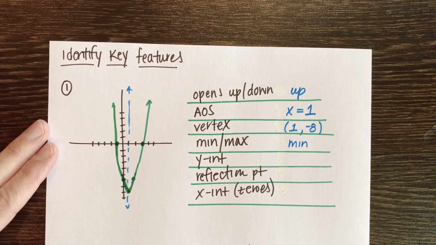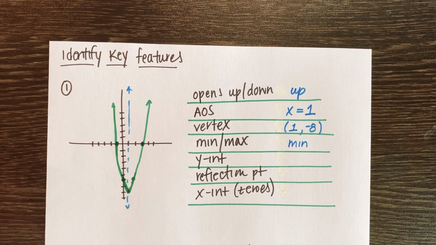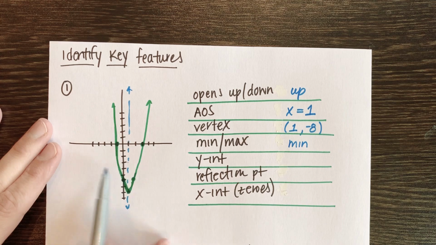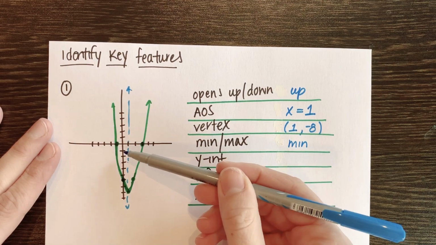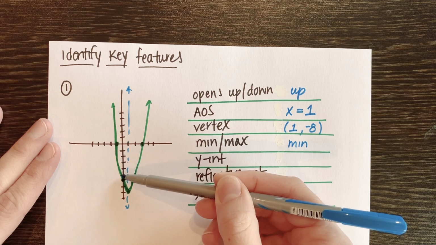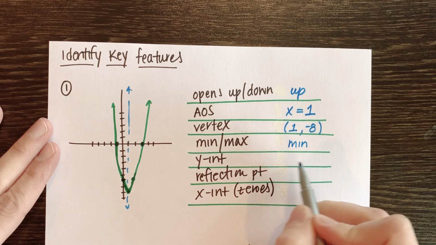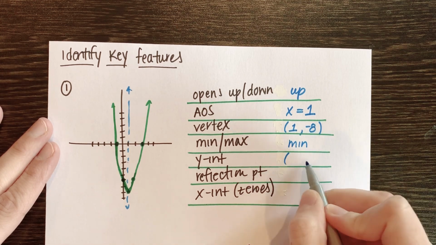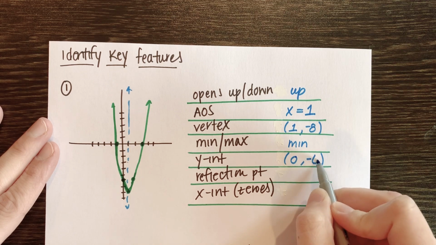There's nothing below it. My y-intercept, where the graph crosses the y-axis. So I look on the y-axis, where does my parabola cross? And let me count. 1, 2, 3, 4, 5, negative 6, right? Am I just writing negative 6? No. My y-intercept is always 0 for x and some number for y.